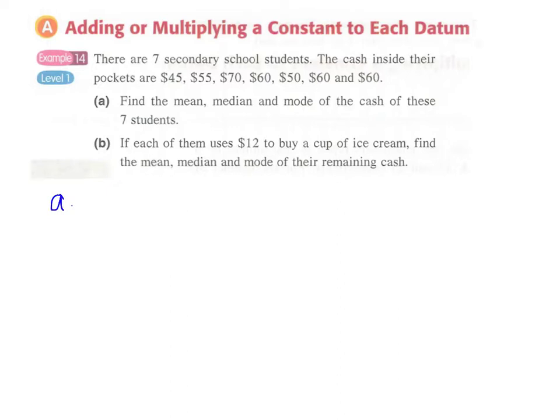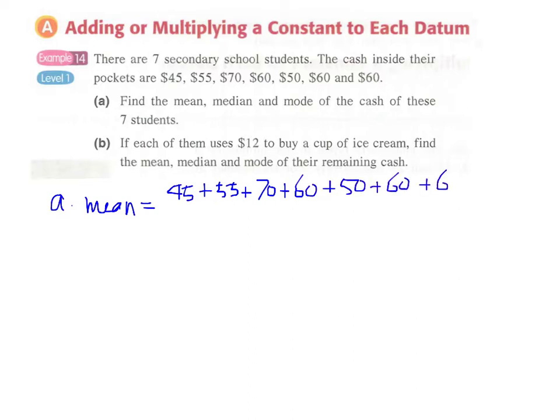For part A, mean, again we simply add up all those numbers, 45 plus 55 plus 70, 60, and so on. Sum up all these and then divide by 7. And by using our calculator, the answer is $57.1.